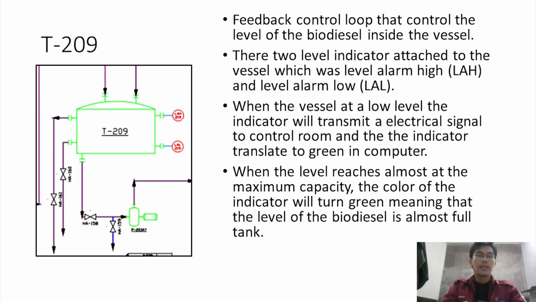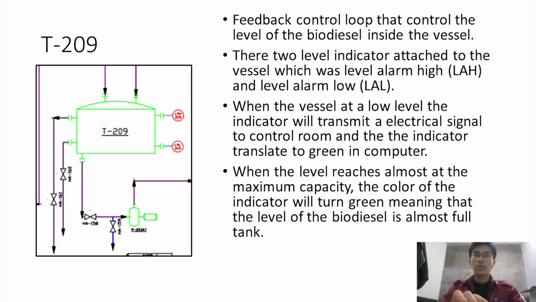And lastly, we talk about the T201 vessel. T201 controls the level of the biodiesel inside the tank. There are two level indicators attached to the vessel, which are the level alarm high and the level alarm low. When the vessel is at low level, the indicator will transmit an electrical signal to the control room, and the indicator inside the room will translate into green color in the computer. When the level is at very low level, the indicator will change color into red.